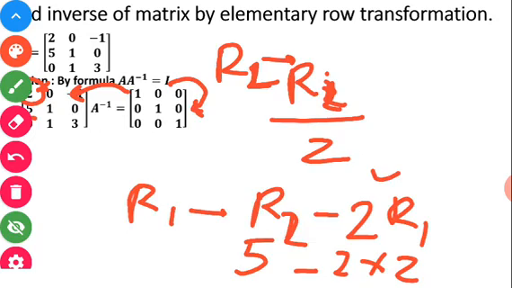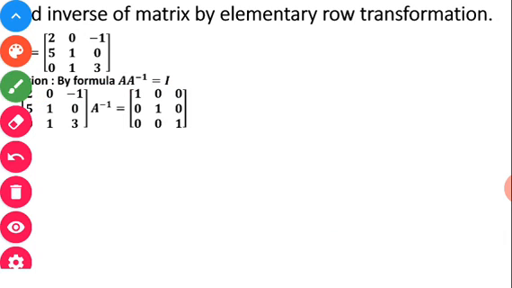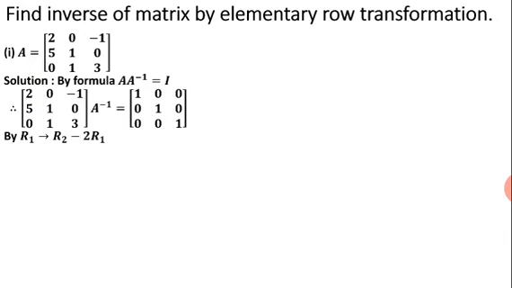So let's see how I am performing this operation. What operation I am doing? R1 goes to R2 minus 2R1. Understood why I am doing this operation? So that this 2, the first element, will become 1. And how is it becoming 1? That is by the operation. Just see here.